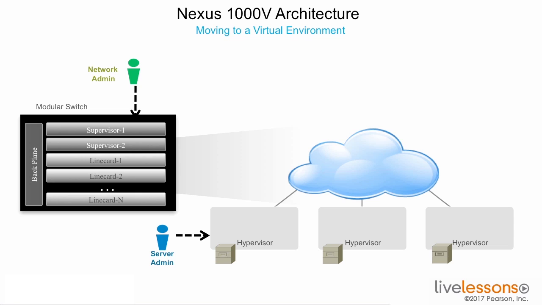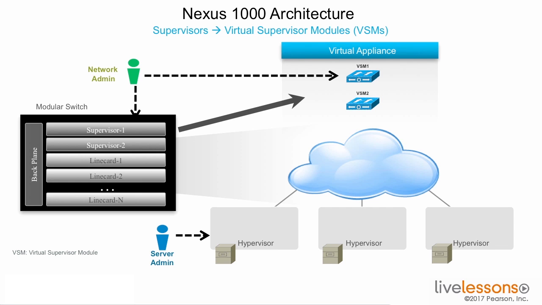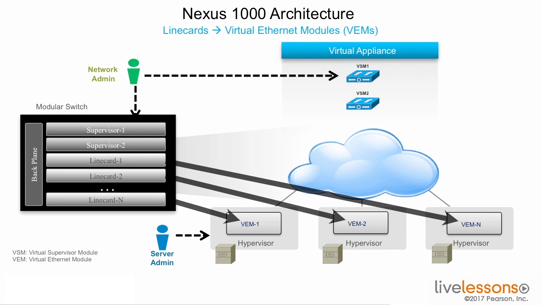Cisco has developed a distributed virtual switch where the supervisors sit outside of the virtual servers and the virtual Ethernet modules integrate with the hypervisor to give you the same features and functionality that you're used to with your physical networking in a virtualized server world.